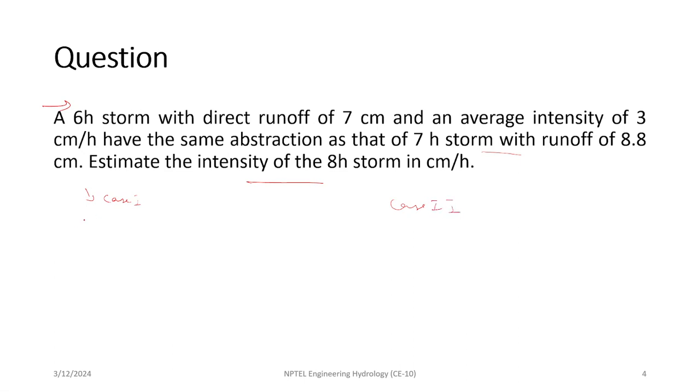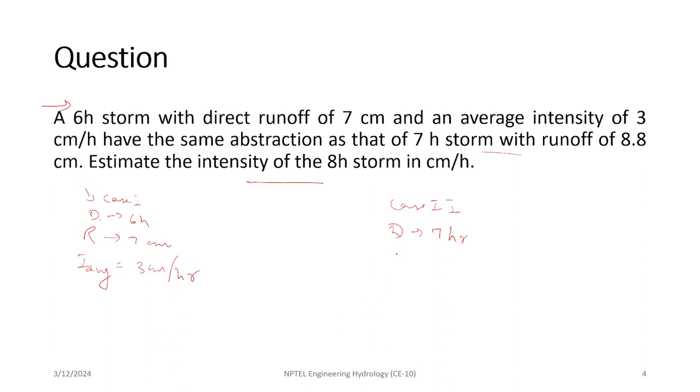In case 1, the duration of the storm is 6 hours. In the second case, the duration is 7 hours. Then direct runoff is also given, so we can represent it as R. It is given as 7 centimeter. Average intensity is also given, so I am writing it as I average equals 3 centimeter per hour.